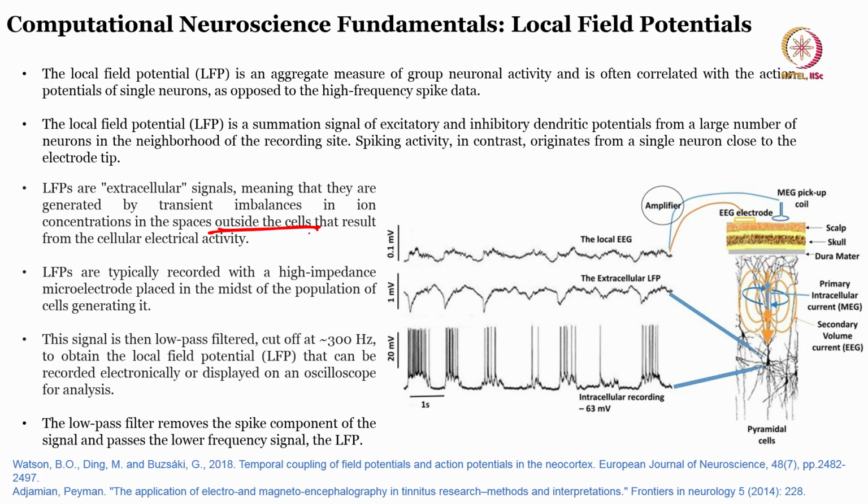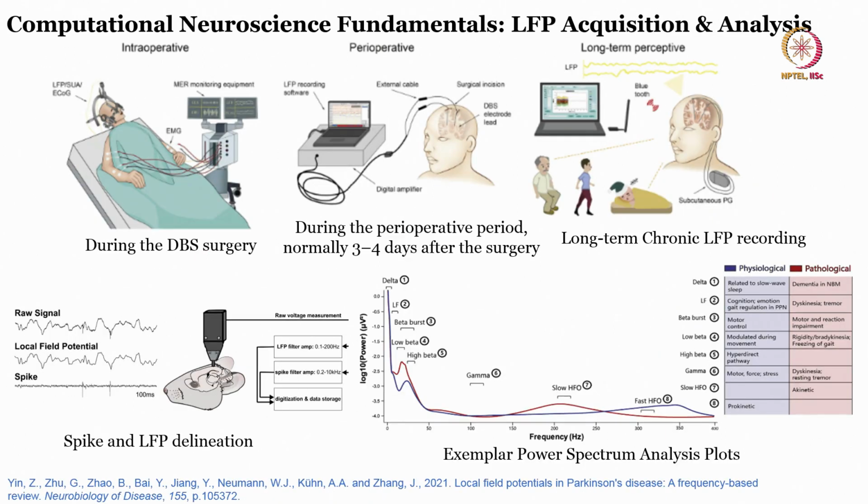When you talk about LFPs further, they are recorded with a high impedance microelectrode placed in the midst of the population of cells generating it. The signal is then low pass filtered, with a cutoff frequency chosen to obtain the LFP, and then recorded electronically or displayed on a DSO. The low pass filter removes the spike component of the signal and passes the lower frequency signals, the LFP. We will see how we can implement this low pass filter in MATLAB programming.